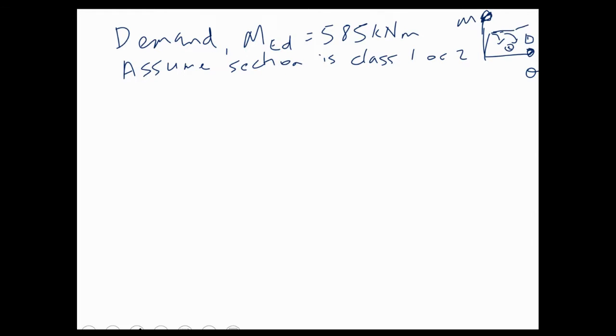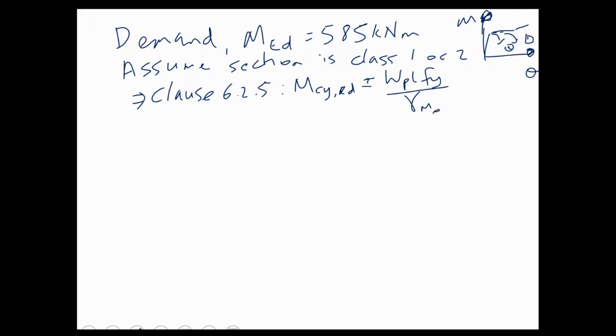clause 6.2.5 in Eurocode 3 part 1-1, which will tell us that the moment of resistance, MCRD, is going to be equal to the plastic modulus times the yield strength, all divided by gamma M0. So we could use that equation for a class 1 or class 2 section. So that's for class 1 or 2. Okay, so that's one thing.